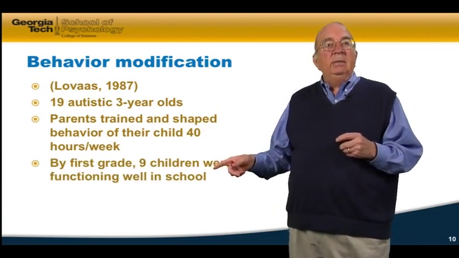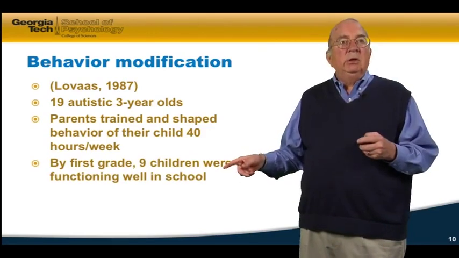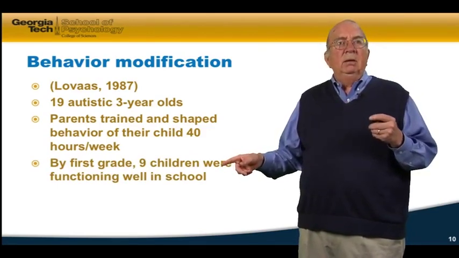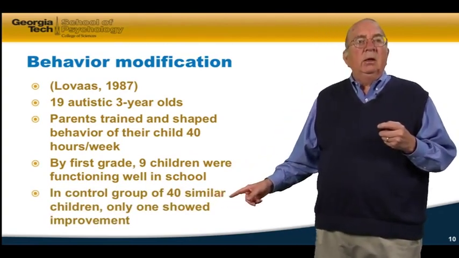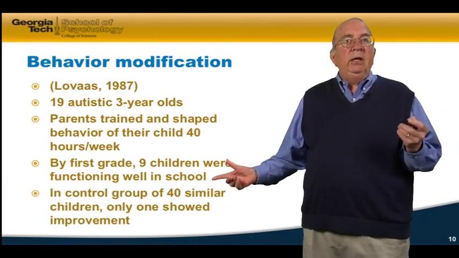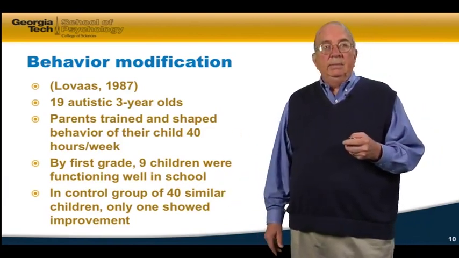And by the first grade, 9 children were functioning well in school, just like normal kids, which is an amazing change, because if you look at a control group of 40 similar children that had autism, only 1 showed any improvement at all between age 3 and age 6.